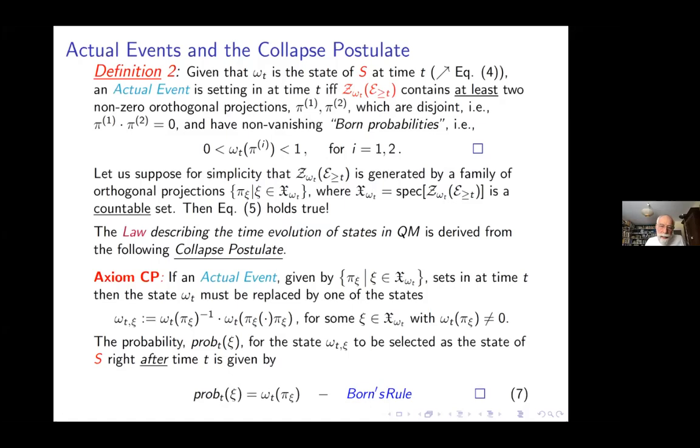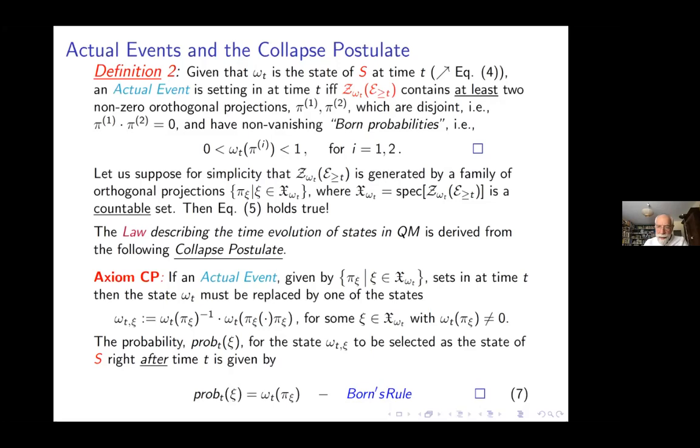Now, I claim that once we understand that this is a good notion of actual events, we can derive from this notion a law that describes the stochastic time evolution of states in quantum mechanics. And this law comes from what I like to call a collapse postulate, or let's call it axiom CP. Let's suppose that an actual event described by a partition of unity of orthogonal projections π_ξ that generate the center of the centralizer of the state ω_t sets in at some time t.